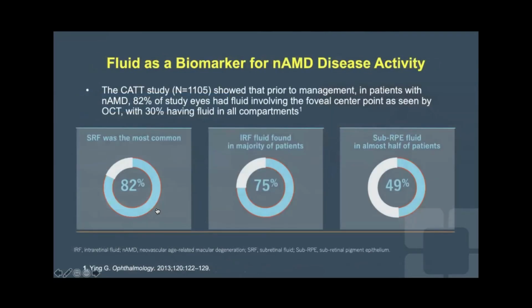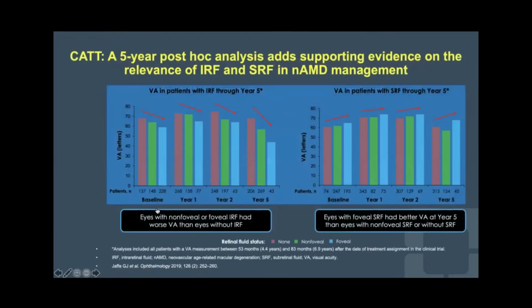And what we also know from many studies is that patients present with SRF most commonly in neovascular AMD, IRF less commonly, and sub-RPE fluid the least common in our clinical practices. This was actually data from the CATT study that showed the fluid compartments that are present in each of these disease states.